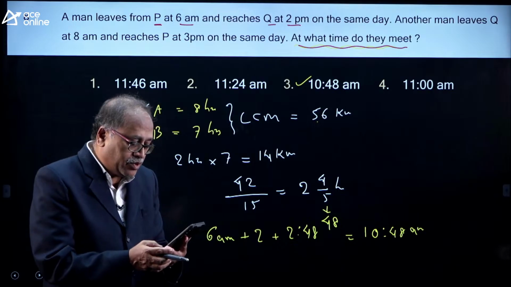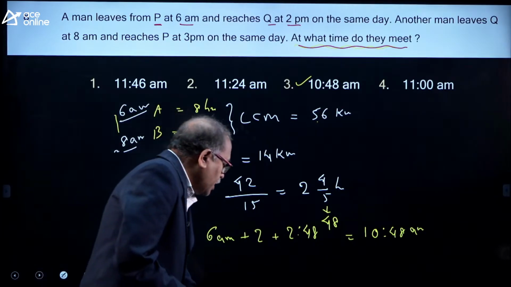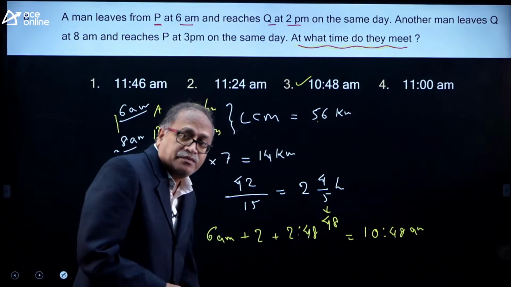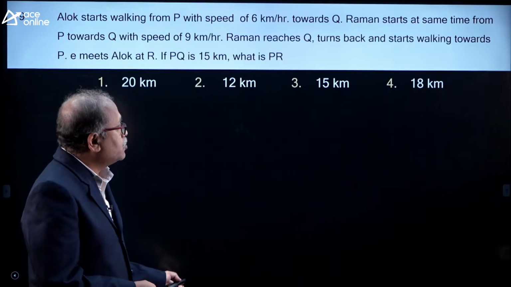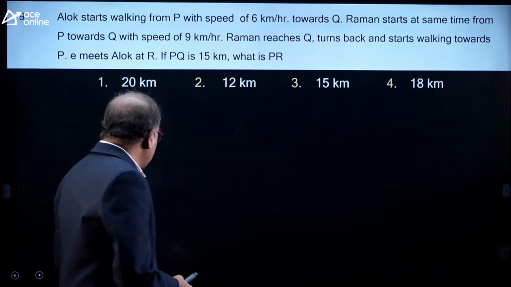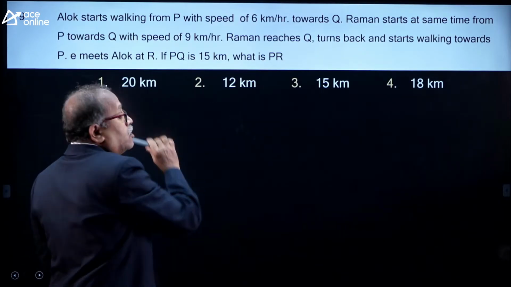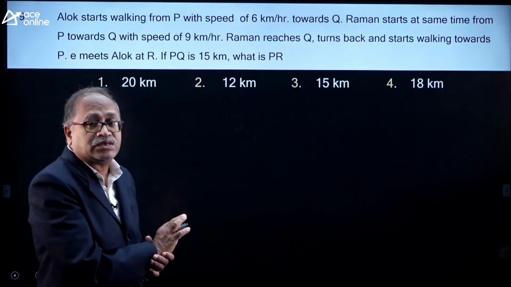Okay. Let me just restart because I am not able to see the comments. I am moving on to the next question. And your next question on the board is this. This particular question is very useful and also a previous year question of SSC.